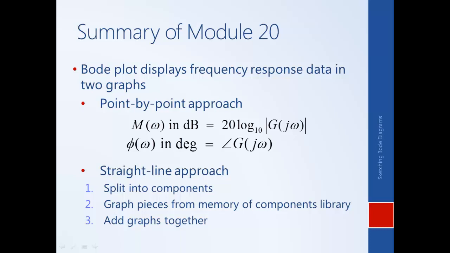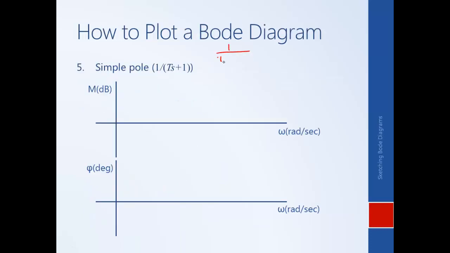We can do a similar thing for a simple pole. We substitute j omega for s, and when we have small omega, this term is insignificant compared to the 1, and so our transfer function behaves like 1 divided by 1.